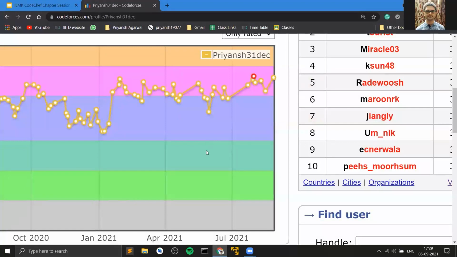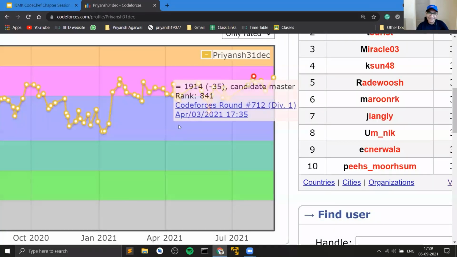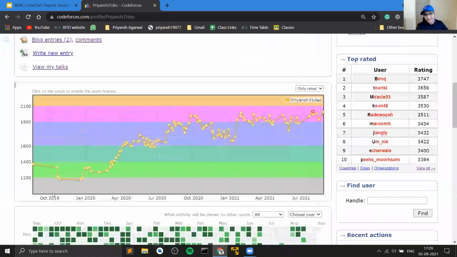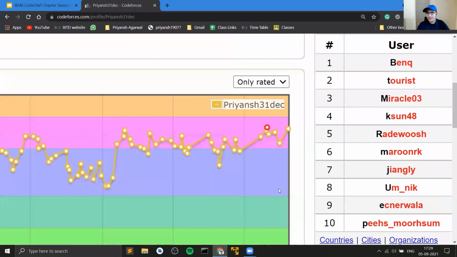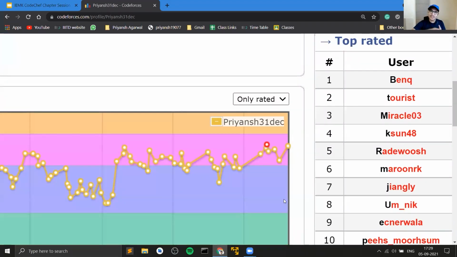Not saturation, sir. Okay. But actually, I would like to correct you here. The phase from October to January is not a saturation here, but in fact, the phase from January to July is a saturation. So I'll tell you what exactly is a saturation. A phase of saturation just means that you're stuck at a particular rating for a very long time.